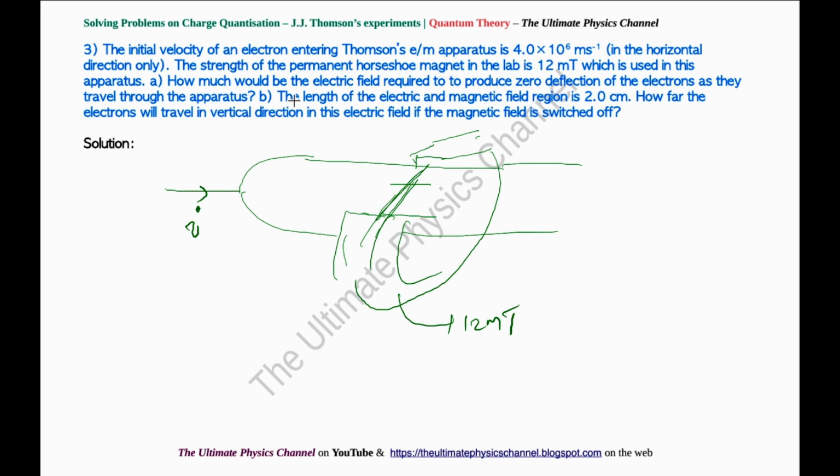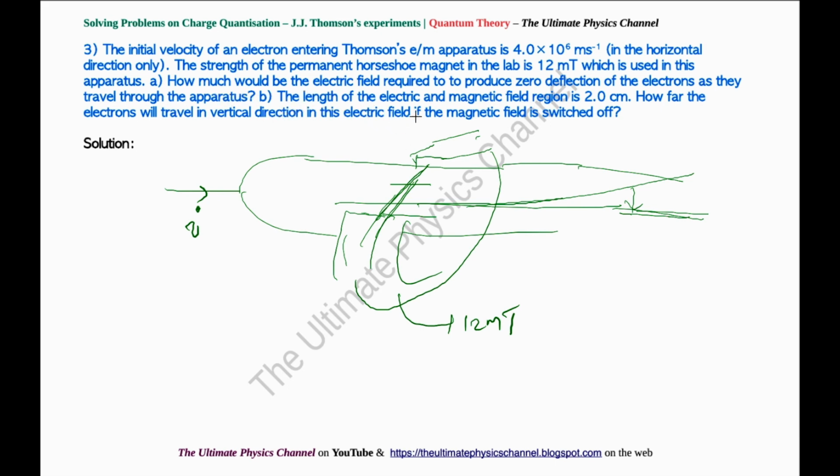How much would be the electric field required to produce zero deflection? Because once this beam is manipulated by the magnetic field, the very purpose is to get zero deflection. That is, the electric field initially bends the beam. The magnetic field is used to bring it back to the null deflection, or zero deflection, of the electron beam. So the first part is how much would be the electric field that is required.